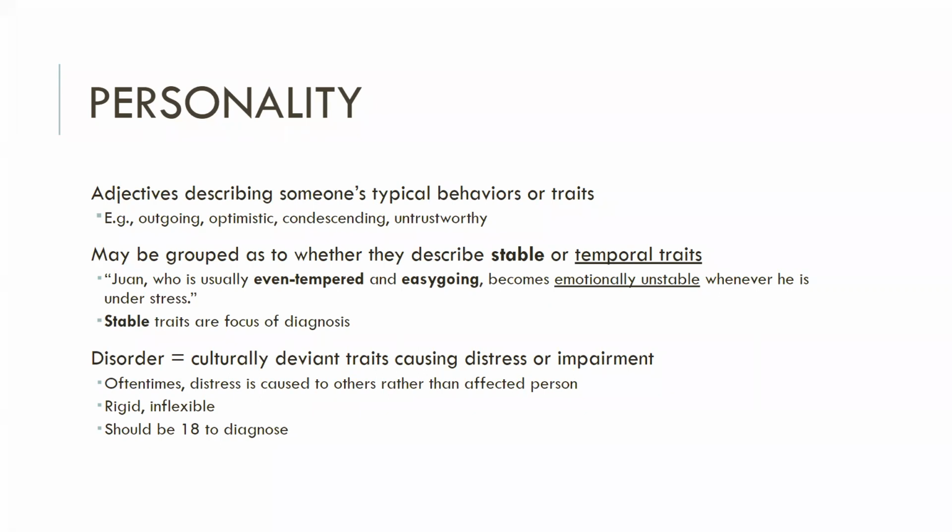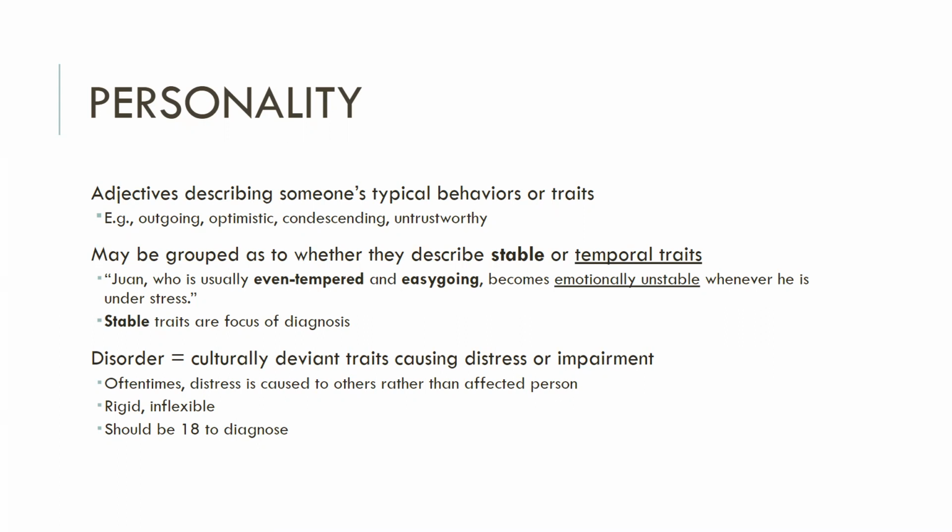These adjectives may be grouped as to whether they're describing a person's stable or temporal traits. Temporal is a fancy word for temporary, or traits that might only apply to certain situations. So, for example, Juan, who is usually even tempered and easygoing, becomes emotionally unstable whenever he is under stress. The stable traits are going to be the focus of diagnosis.